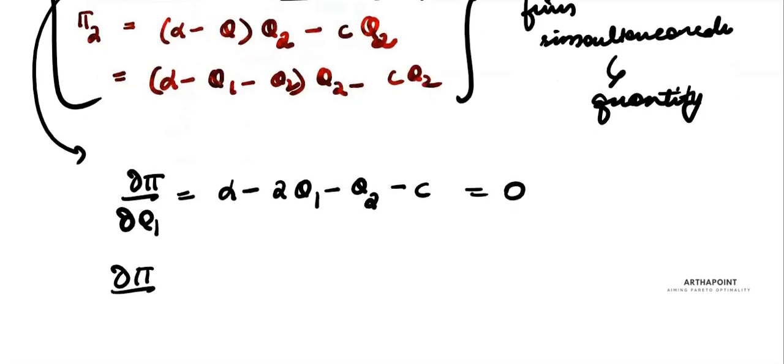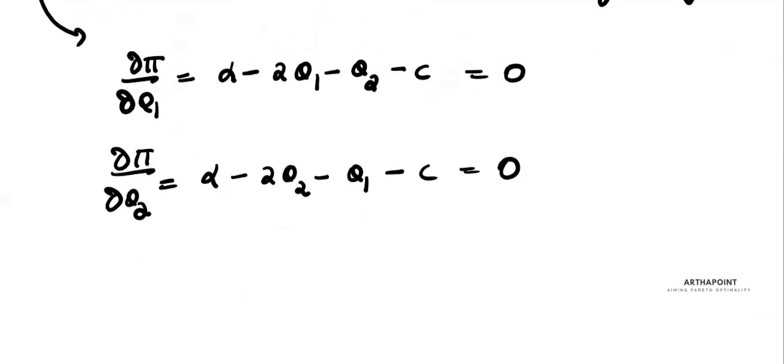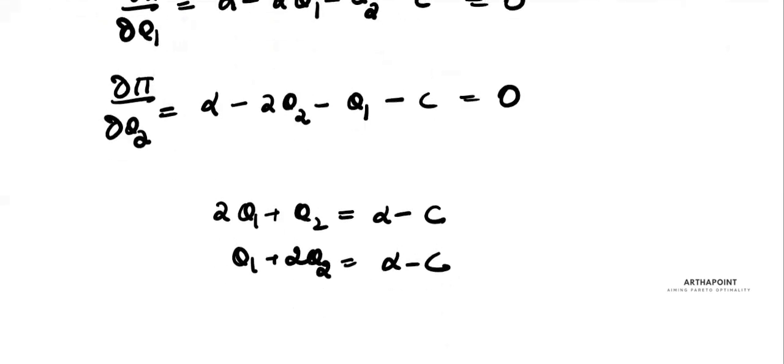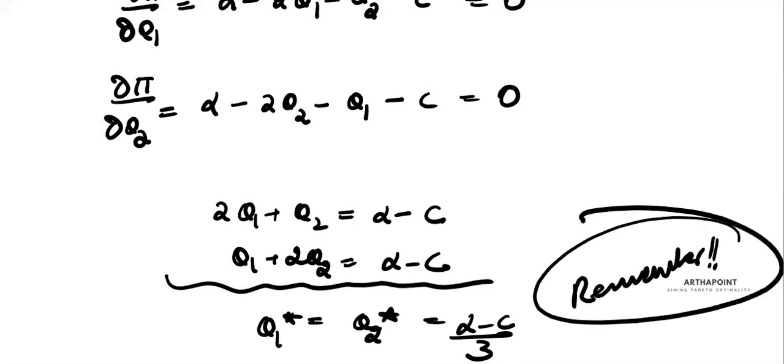And for firm 2, it will be symmetric. So wherever you see Q1, replace it with Q2. Wherever you see Q2, replace it with Q1. And now you will get two equations. 2Q1 plus Q2 is equal to alpha minus C, and Q1 plus 2Q2 is equal to alpha minus C. If you solve these two equations simultaneously, you will get Q1 star is equal to Q2 star is equal to alpha minus C by 3. Remember this. You will not have time in the exam to solve this.